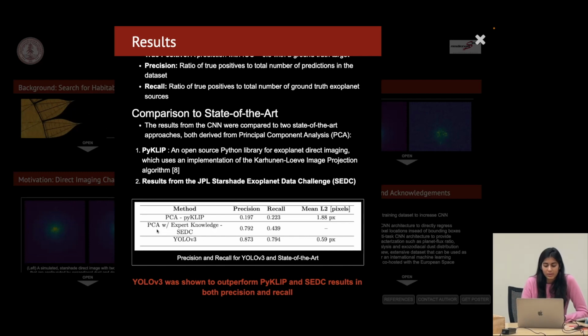In comparison, we're comparing it to the winning results from the Starshade Exoplanet Data Challenge. A note on that, both of the teams that competed in the data challenge did not use machine learning approaches, they used conventional approaches. So they did require quite a bit of manual tuning, but were able to get really good results, as you can see, versus YOLO V3 had a little bit higher precision and then much better recall.